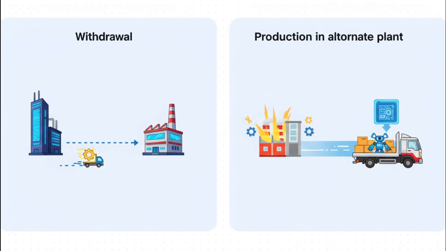Easy. Production in an alternate plant is more strategic. Maybe one plant has specialized equipment, so you plan the product at your main plant but have it fully manufactured somewhere else. The system needs to know exactly which strategy you're using to handle the data correctly.